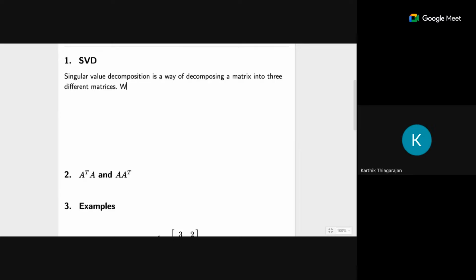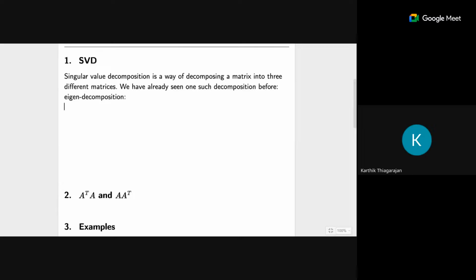We have already seen one such decomposition before. What is that? The eigen decomposition. Recall that the eigen decomposition for diagonalizable matrices, when it exists, gives you PDP inverse, the diagonalization of A. You can also understand it as expressing a matrix as a product of other matrices. The nice thing was that P had the eigenvectors of A and D had the corresponding eigenvalues of A.